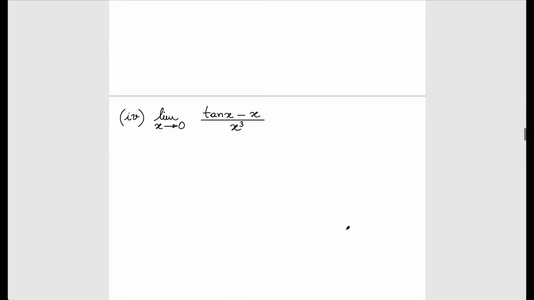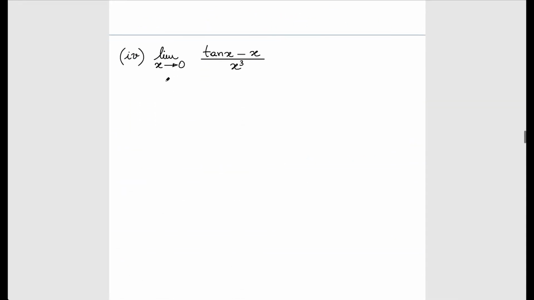Okay, so part 4. The limit as x goes to 0, tangent x minus x divided by x cubed. Do we have one of the two types that L'Hopital can handle, meaning 0 over 0 or infinity over infinity? Well, as x goes to 0, tangent 0 is 0 minus 0, so upstairs is 0, and downstairs is 0 as x goes to 0, right? So this is of the form 0 over 0.